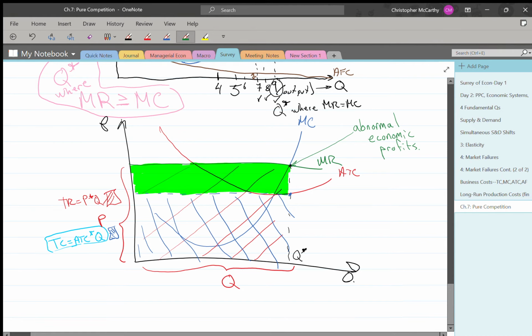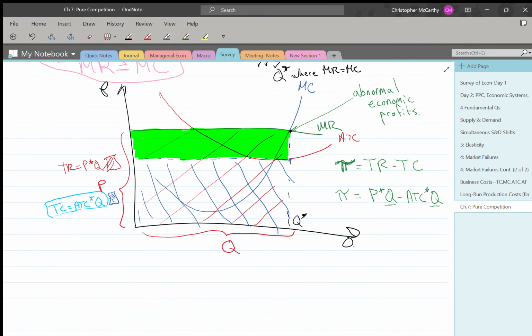And so the math here, right? We know that profit, which is symbolized by pi, is equal to total revenue minus total cost. And so profit is equal to price times quantity minus average total cost times quantity.